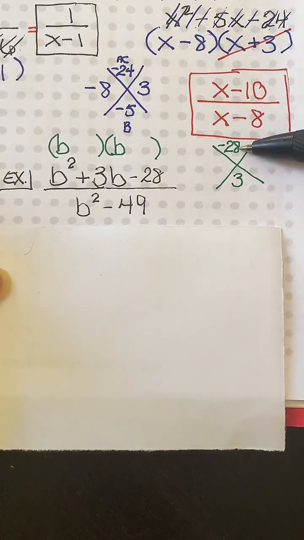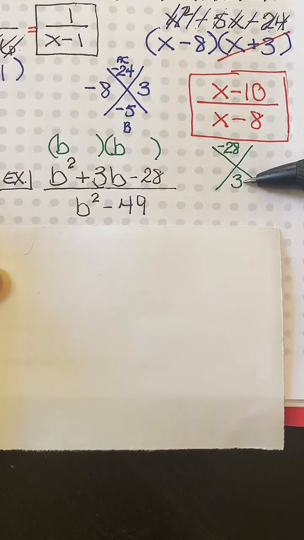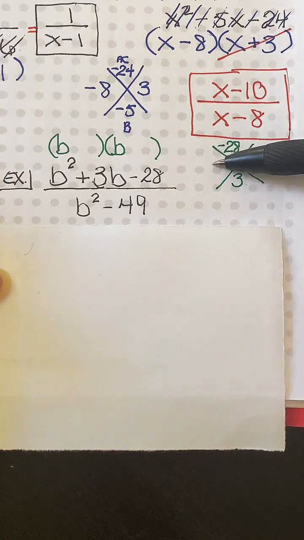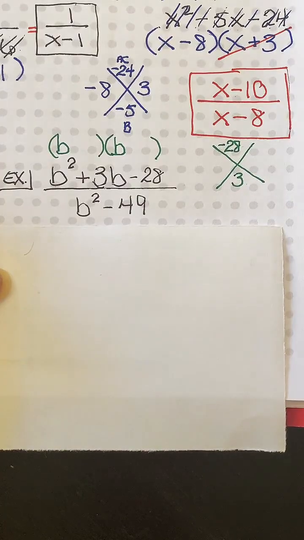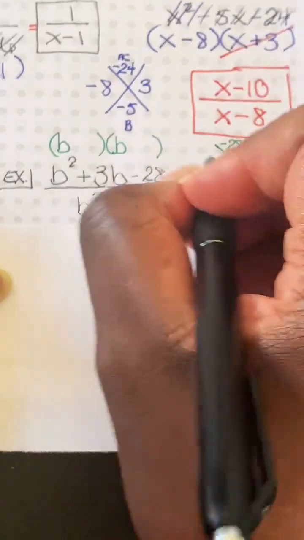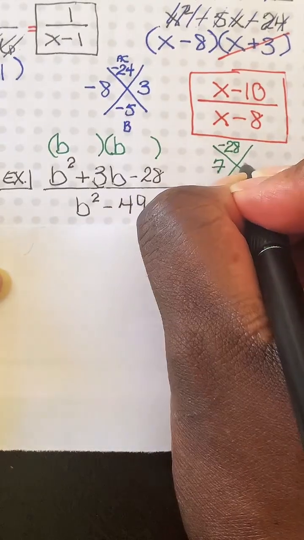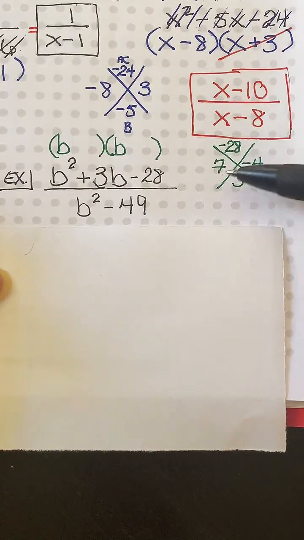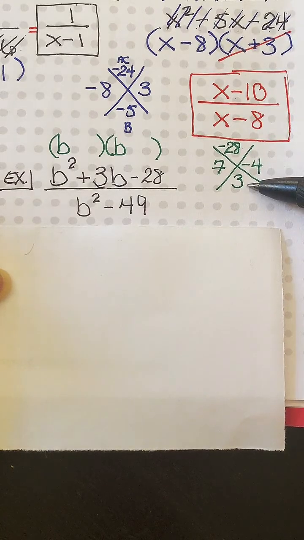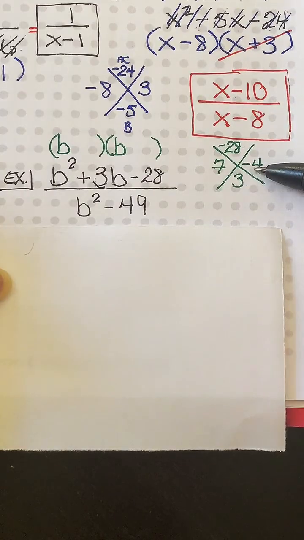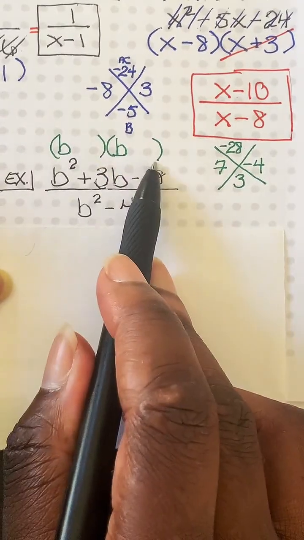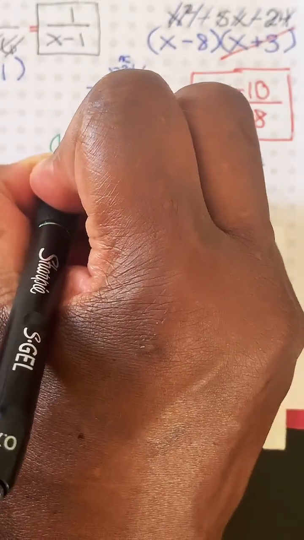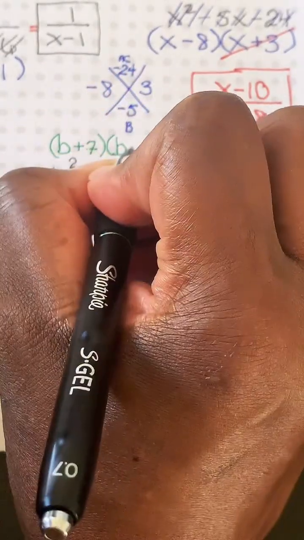So since this is a negative and this is a positive, that means my lowest number, whatever number we're going to come up with, that's going to be negative. So Toddy, we got our 7 and our negative 4. Because 7 times negative 4 gives me negative 28, and 7 plus negative 4 gives me 3. All right? So these are the two numbers we're going to use inside our parentheses. So it'll be plus 7 and minus 4.